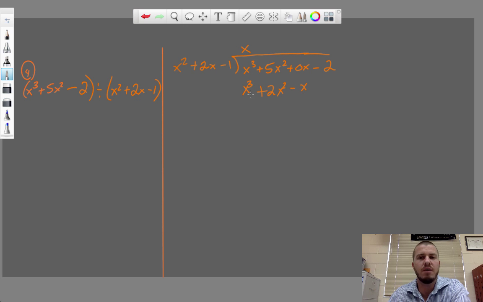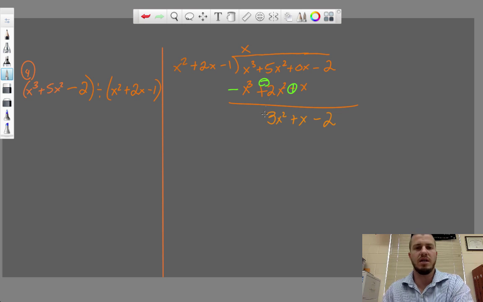And I want to make sure I'm lined up with all my like terms. And then I'm going to change the signs. So this becomes a negative, this becomes a negative, and this becomes a positive. And I combine them. These cancel out. This becomes 5x squared minus 2x squared, which is 3x squared. This becomes positive 1x, and bring down the minus 2.